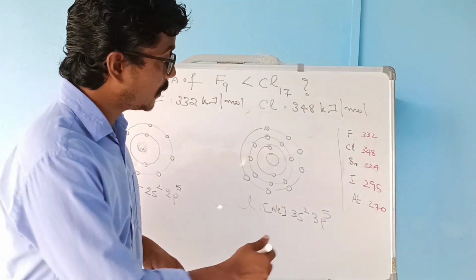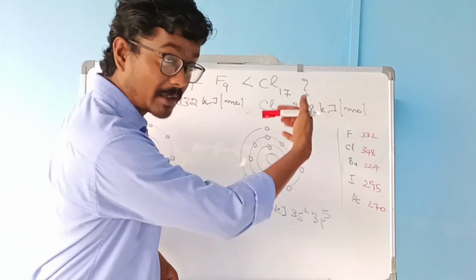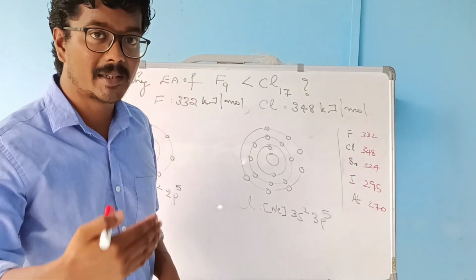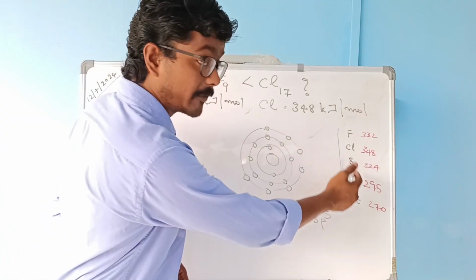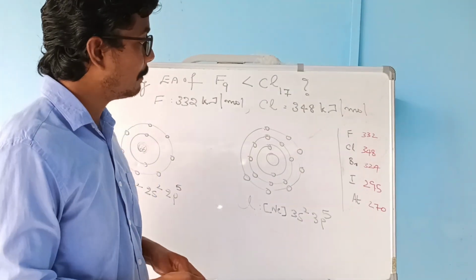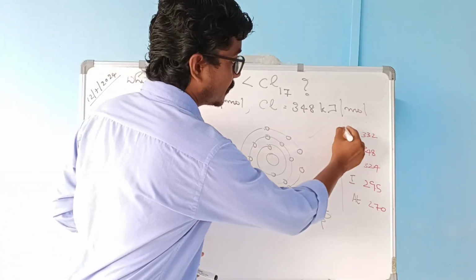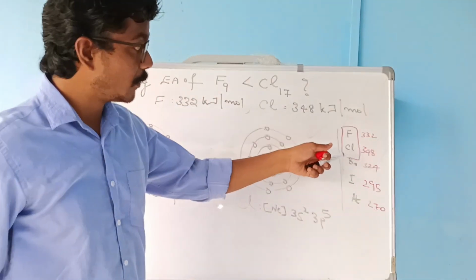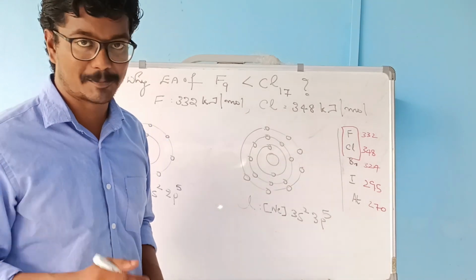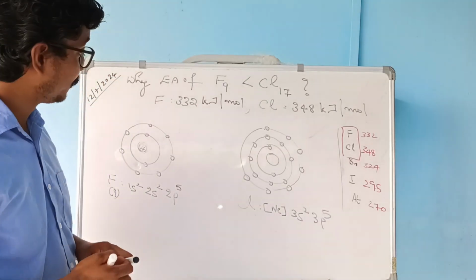Because following after chlorine, the general trend of electron affinity down a group is that electron affinity decreases. So down a group, electron affinity decreases because of the increase in atomic radii, right? But the issue is with fluorine and chlorine. Why does chlorine possess higher electron affinity than fluorine? That's the question. So let's discuss in detail.